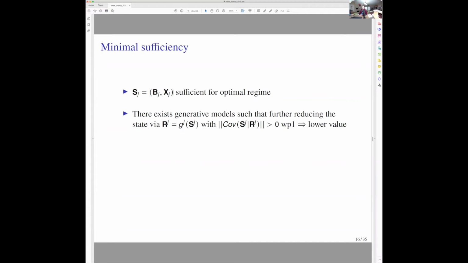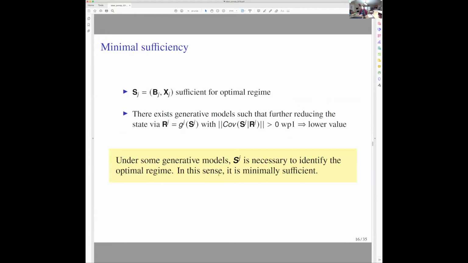There are generative models where you could reduce it further, but there exists some where you cannot. So in general, it can't be reduced further. To restate this in plain language, under some generative models, Sj is necessary to identify the optimal regime. So in that sense, it's minimally sufficient.